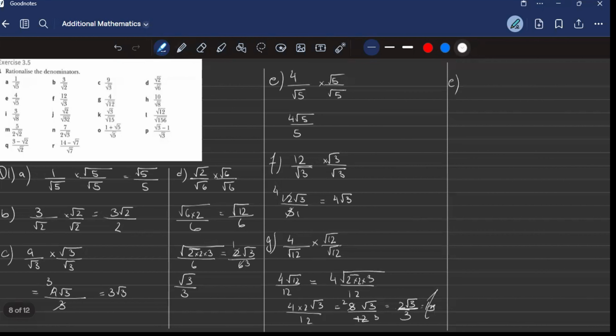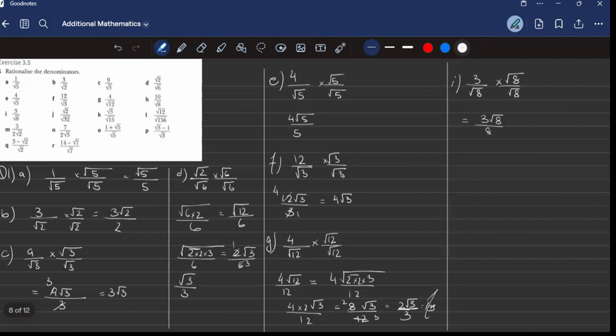Let's continue. For part E. No, sorry. What are we on? Not on part E. We are on part I. 3 upon under root 8. So again, multiply this by under root 8, divide by under root 8. This is going to give us 3 under root 8 divided by 8.